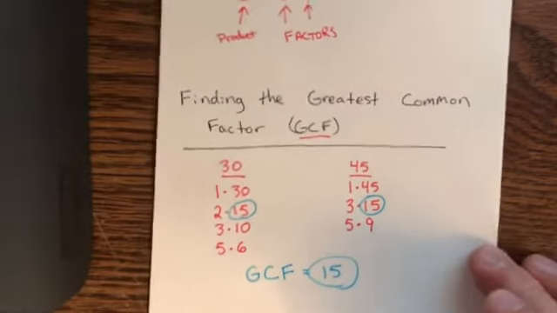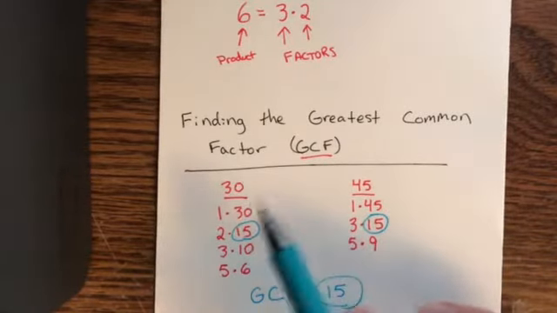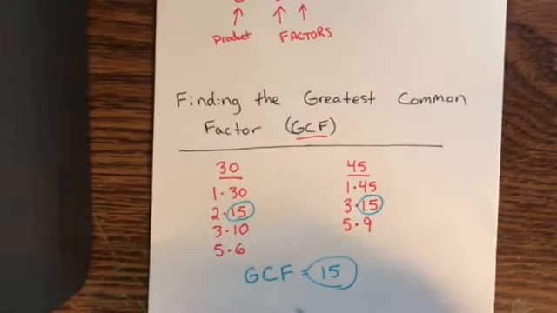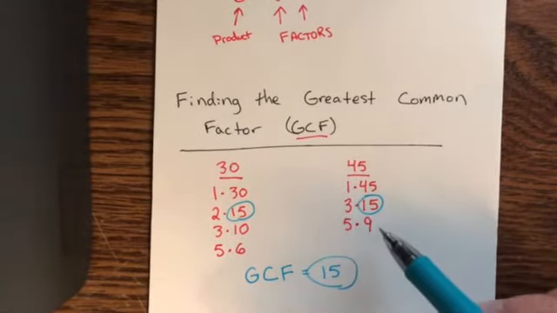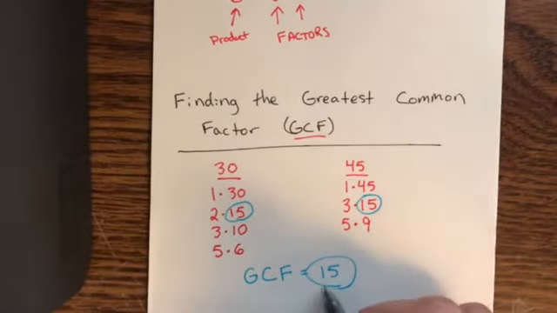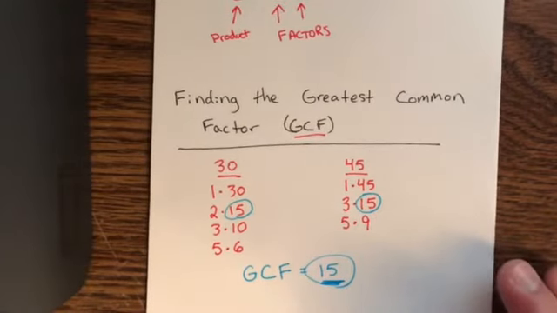So that's all you're doing today in your work. They're going to give you two numbers like 30 and 45. I want to see the complete list of factor pairs of 30. I'm looking for the complete list of factor pairs of 45. And then just go ahead and circle the biggest number that appears in both lists, and we're going to write that number here. Okay.